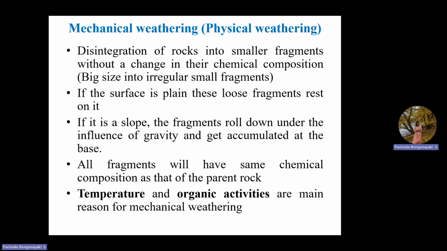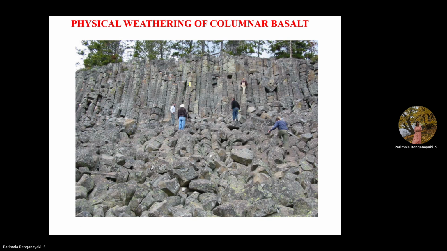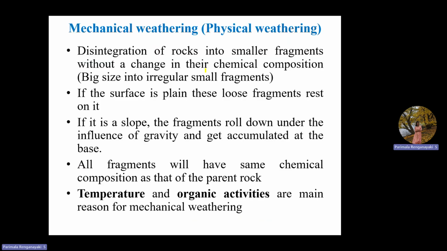The rocks which are weathered by the mechanical process: sometimes what happens, if the surface is plain, these loose fragments rest on it. So you can see here, just one over the other, it is resting. If it is a slope, the fragments roll down under the influence of gravity and get accumulated at the base. All fragments will have the same chemical composition as that of the parent rock. Temperature and organic activities are the main reasons for mechanical weathering.